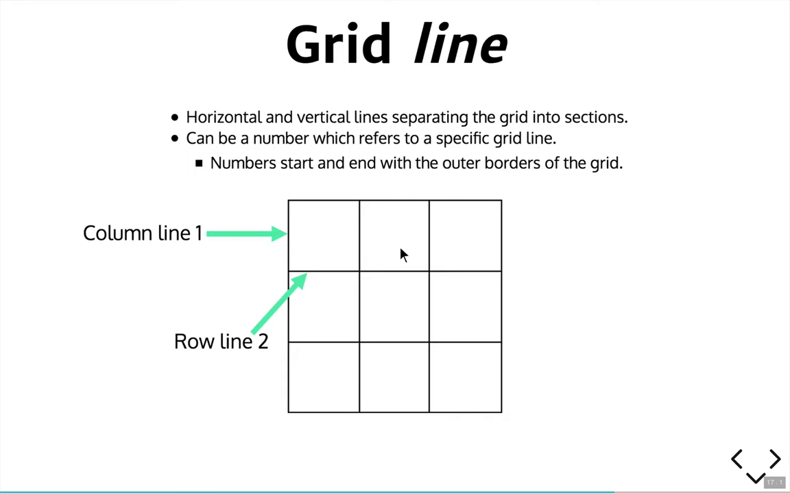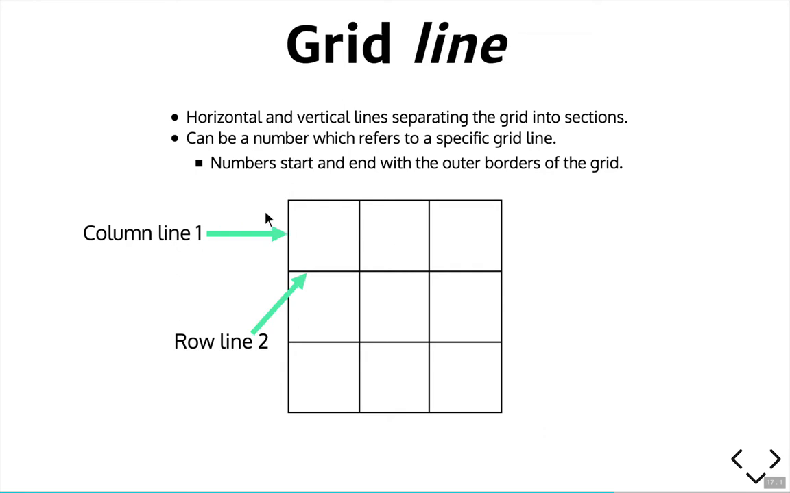Grid line is defined as the horizontal and vertical lines separating the grid into sections. They can be a number which refers to a specific grid line. I say can be because they can also be named. I don't like that approach as much, which is why I didn't put it in the slide itself, but some people do. They like the visual aspect of it. I like the numbers. It's easier for me to understand.